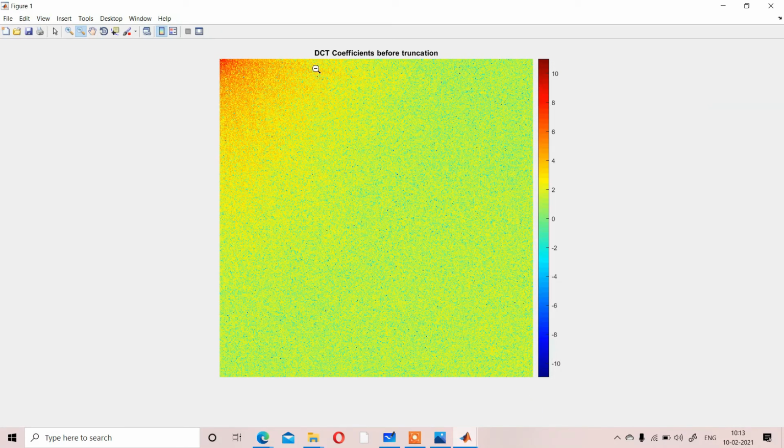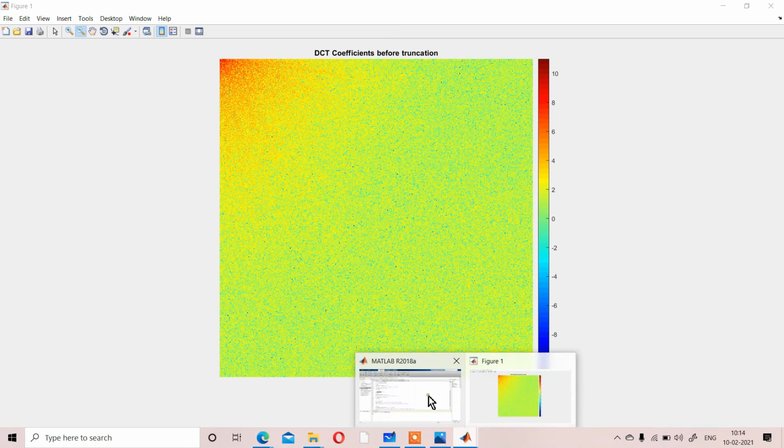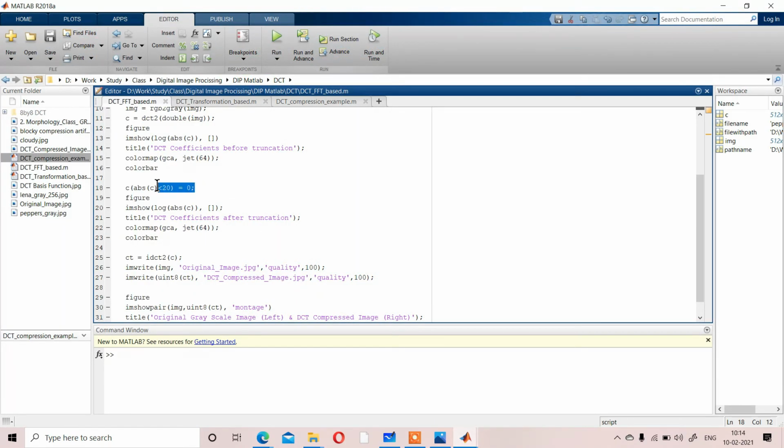Whatever has an intensity value of less than 20, we are making directly 0. If the intensity value is greater than 20, that will remain, the others will be 0. That is where the compression is happening. If we change that value from 20 to 10, you will get another compression level. If we change it from 20 to 30, you will get another compression level. So that is the main compression line, keep that in mind.